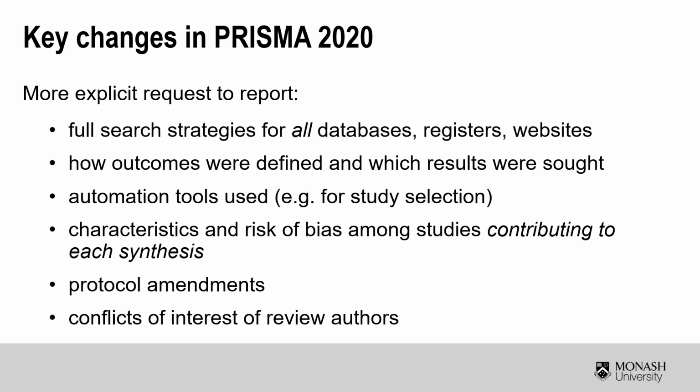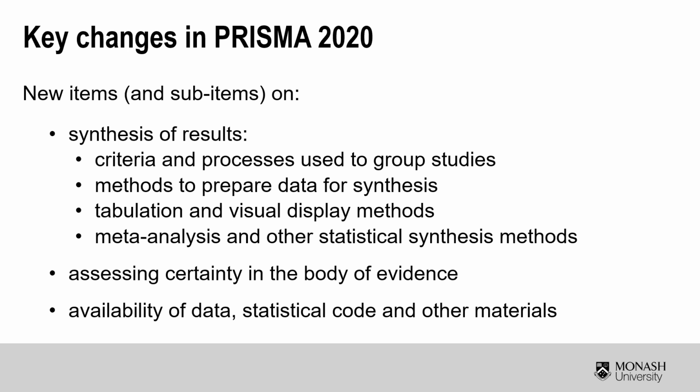Something that would typically be expected for any journal article, conflicts of interest, was not really included in the main checklist items of the original PRISMA statement. In addition, we have included some new items on synthesis of results. So we've essentially split a single item on synthesis into a range of different steps, and I'll show you what those are in a few slides.